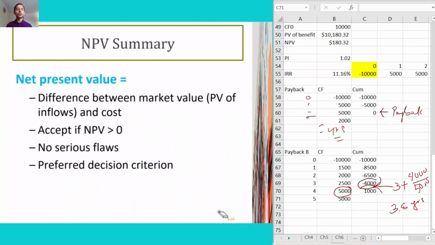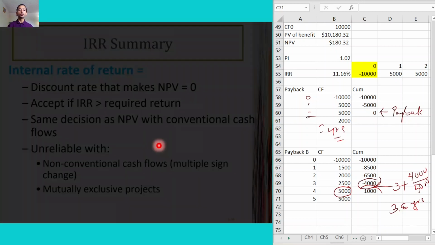So okay, so now we are just doing some summary of this chapter. Okay, NPV summary. We know what NPV is, net present value. Net present value is the difference between the market value or present value of inflow and the cost. So find the present value of all of the future cash flows, subtract the cost, accept if NPV is greater than 0. NPV generally has no serious flaws, right? Preferred decision criteria, right? It is considered to be the king, of course.